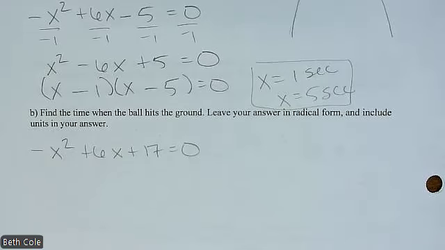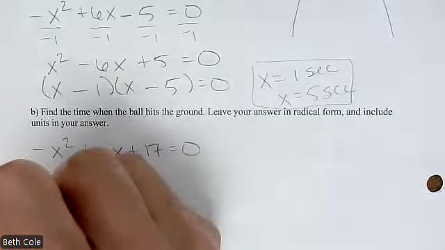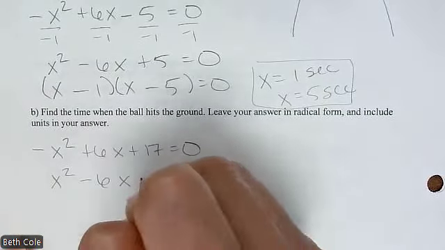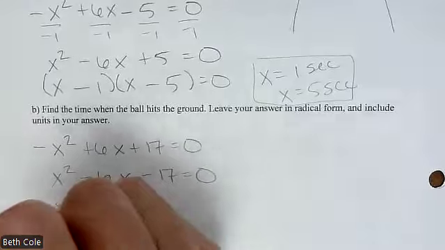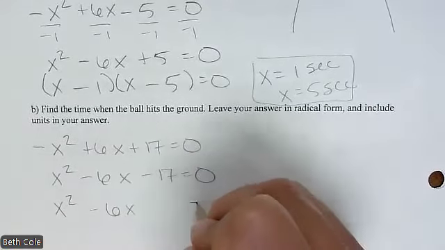I won't write the negative 1 this time. Are you guys okay with just flip-flopping them? Just make everything change sign. Does that one factor? Unfortunately, no. 17 is prime. 1 and 17 is never going to add or subtract to be 6, unfortunately. So we're going to complete the square.